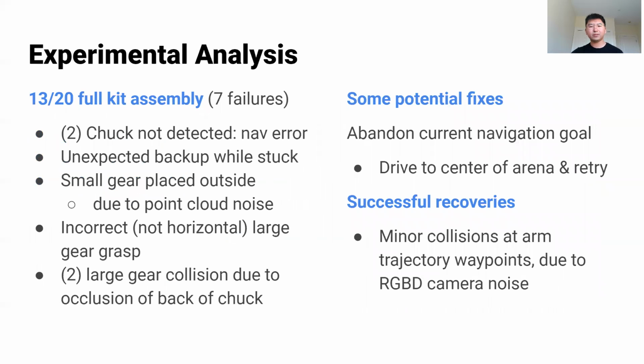We also recorded the failures. In total, the robot successfully assembled 13 full kits and had 7 unrecoverable failures. In 2 of them, the chuck was not detected. The robot backed up when it was stuck. One time, the small gear was placed outside of the caddy because of the point cloud noise. Another time, the large gear was not grasped perfectly, so the insertion failed. In the remaining 2 times, the large gear collided with the back of the chuck. To solve the navigation issue, the robot can drive to the center of the arena and retry. In fact, the robot recovers most of the time, such as from minor collisions due to the RGBD camera noise.